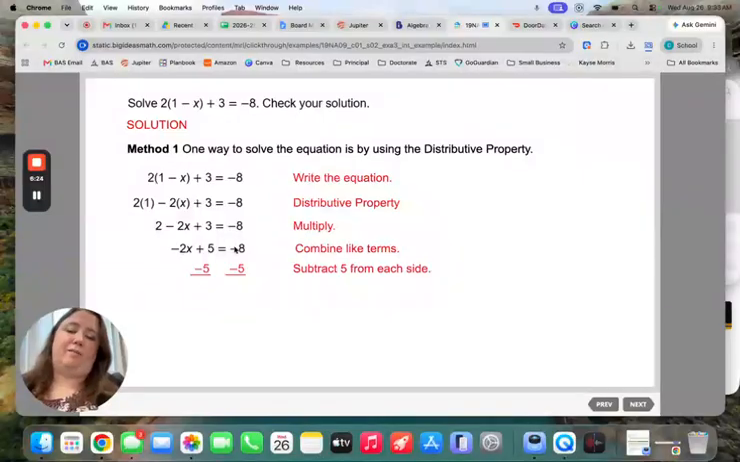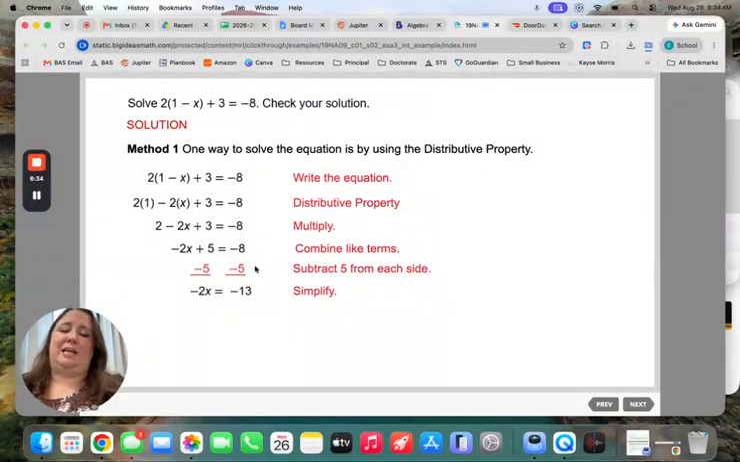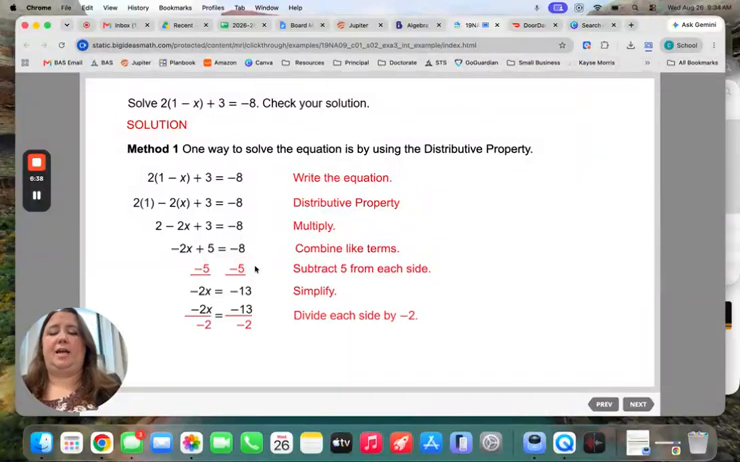So then on the right we have negative 8 minus 5. So it's going to go further negative to be what? Negative 13. And then our last step is to divide the negative 2 away from the x. A negative divided by a negative is a? Oh, that was weak. Positive. Thank you. And you can divide 13 divided by 2, which gives you 6.5.